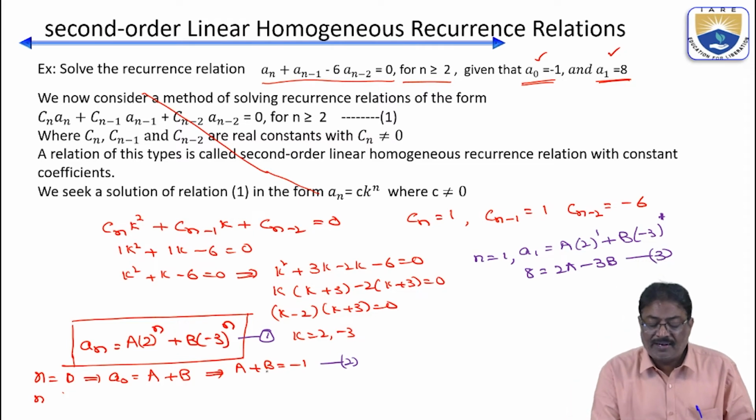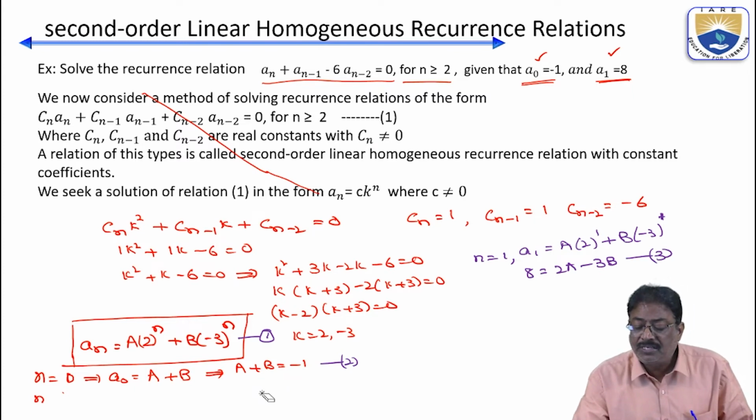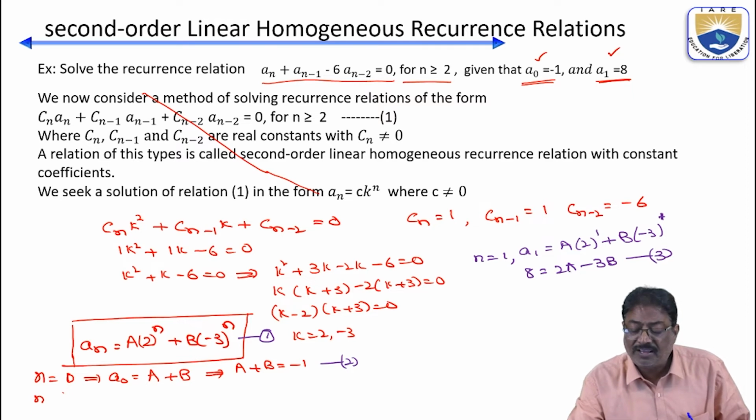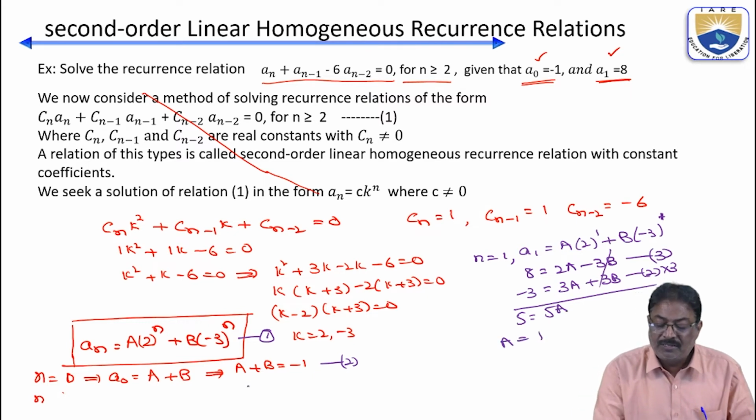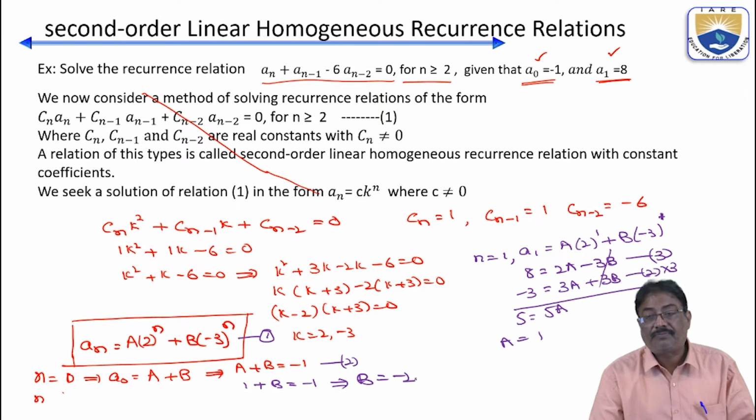Then from these two equations I am going to simplify. I am going to multiply this with 3 and add it. So it is 3A plus 3B equals minus 3. What I am doing is, the second equation I multiplied with 3. So adding, it is 5 equals 5A. So A equals 1 I am going to get. If A equals 1, then B equals minus 2.